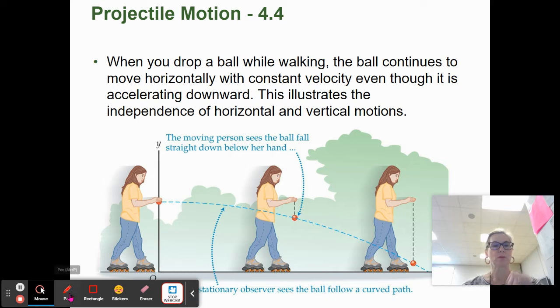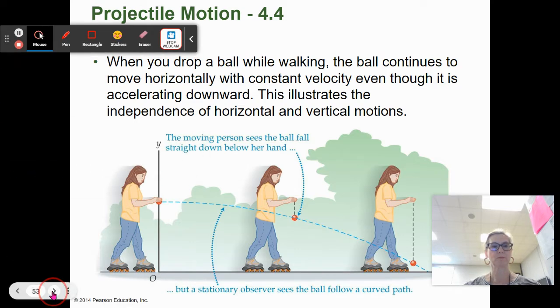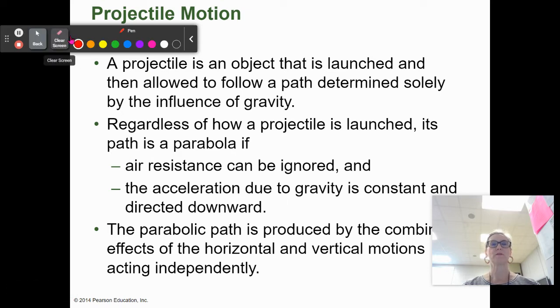Okay. So let's move this up. So we have to take into account both of those types of motion. So let's look at the definition of a projectile. A projectile is an object that is launched and then allowed to follow the path determined solely by gravity. So you drop it and then you don't touch it anymore. You don't do anything to it anymore. It doesn't have a motor on it. It doesn't have anything. The only thing determining its motion after you launch it and let go of it is gravity.